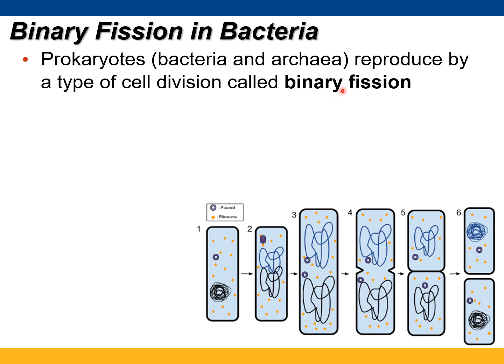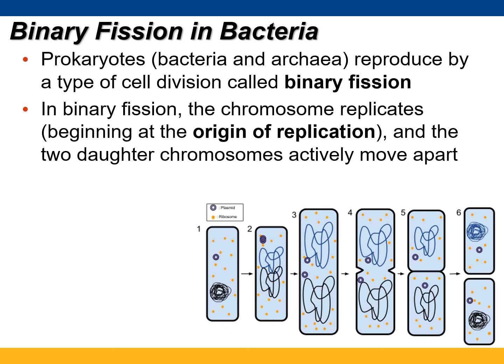We call this binary fission because we end up with two daughter cells. There are other types of fission out there that result in asymmetrical division and so forth. But when we say binary, we're talking about two daughter cells.